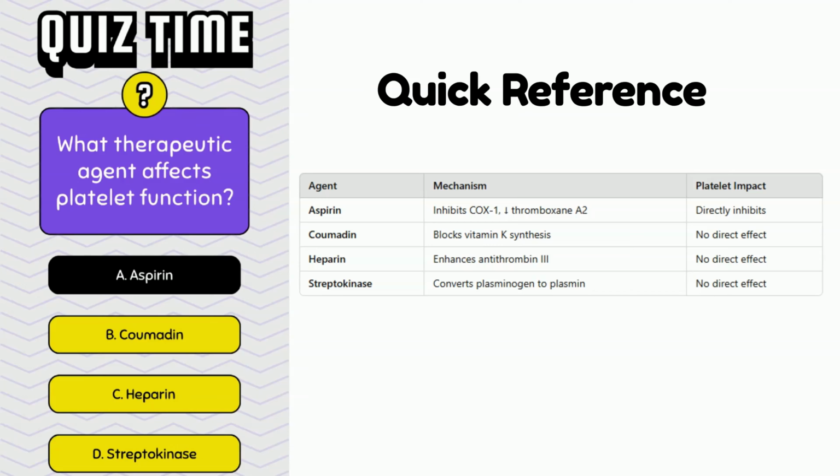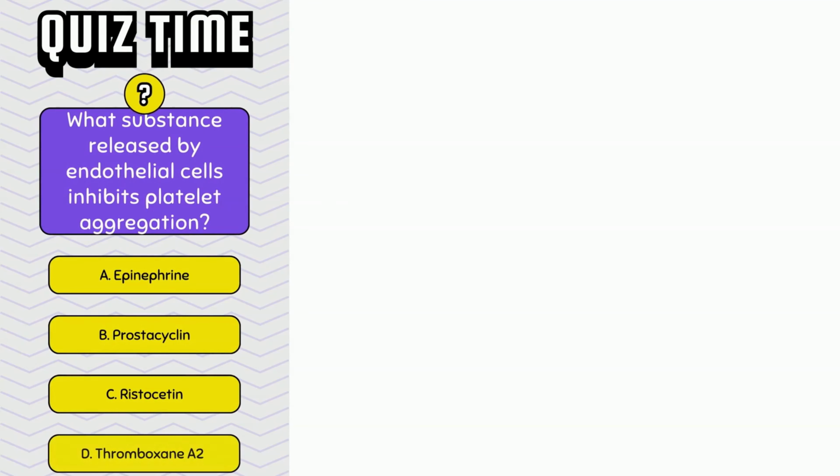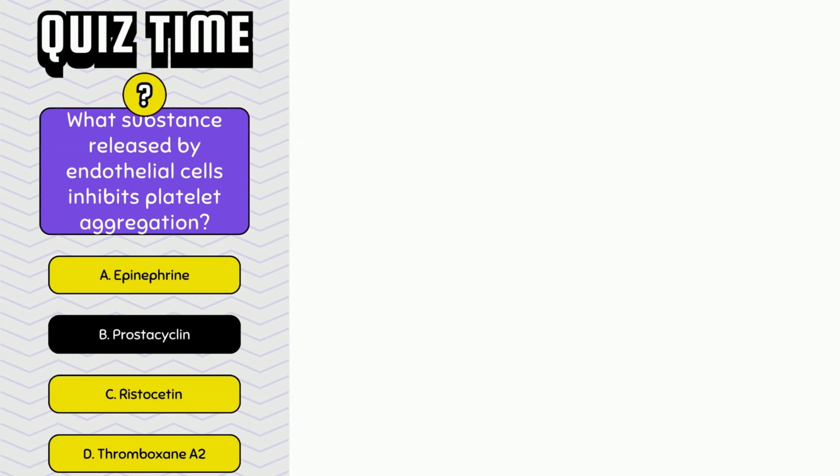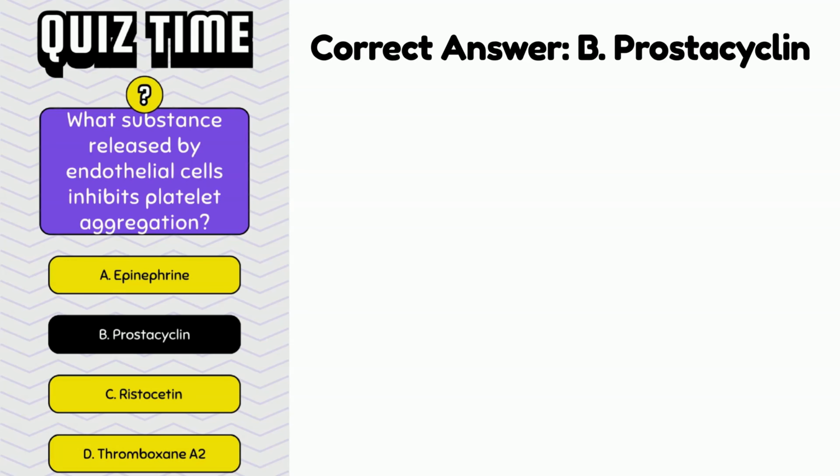What substance released by endothelial cells inhibits platelet aggregation? The correct answer is B. Prostacyclin is a protein that inhibits platelet aggregation and is released by endothelial cells, the cells that line blood vessels.